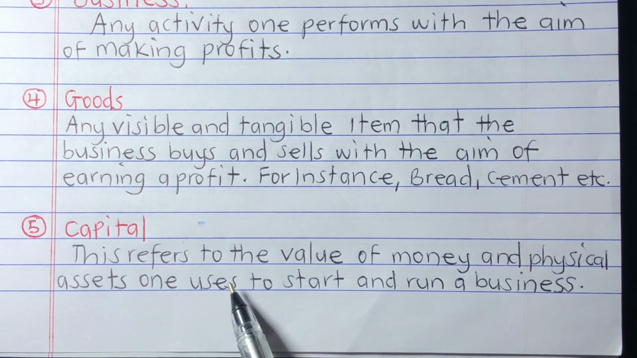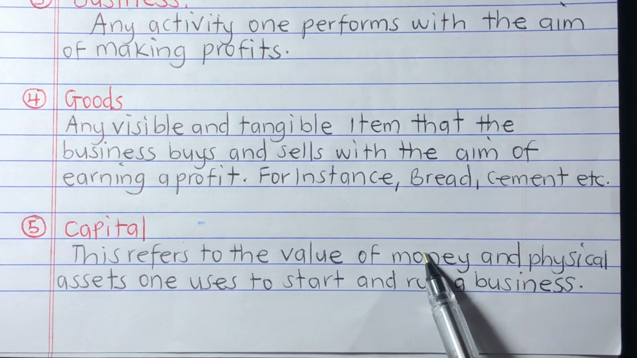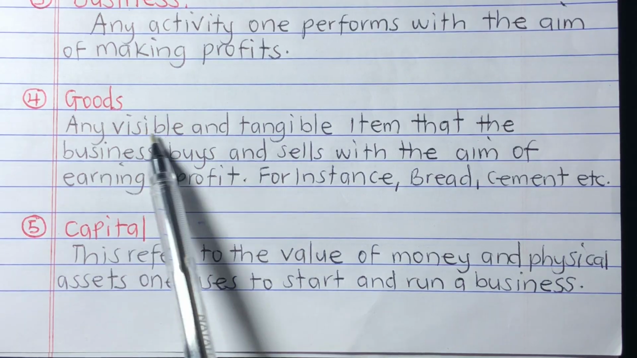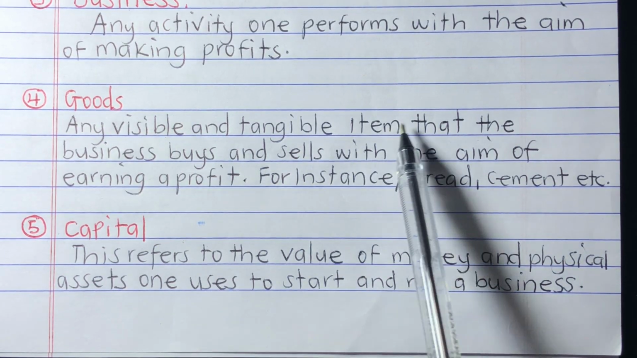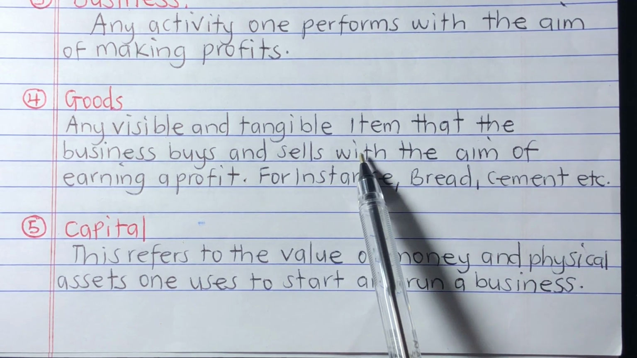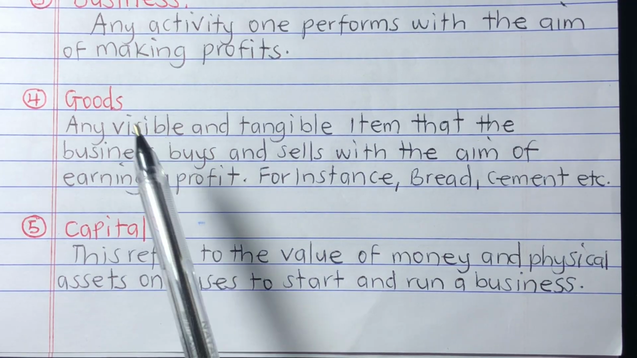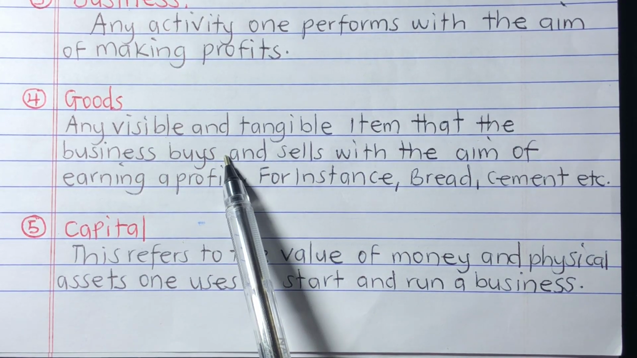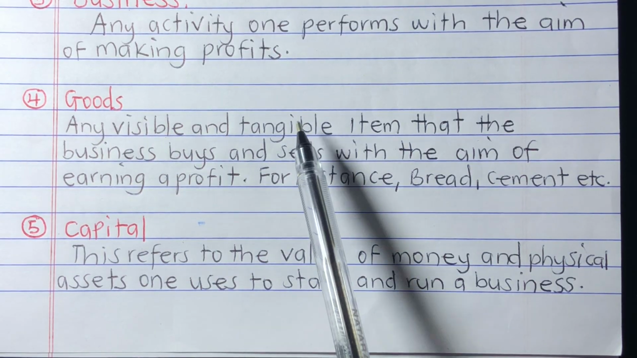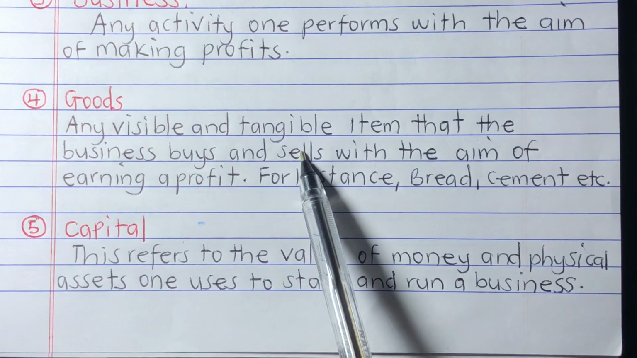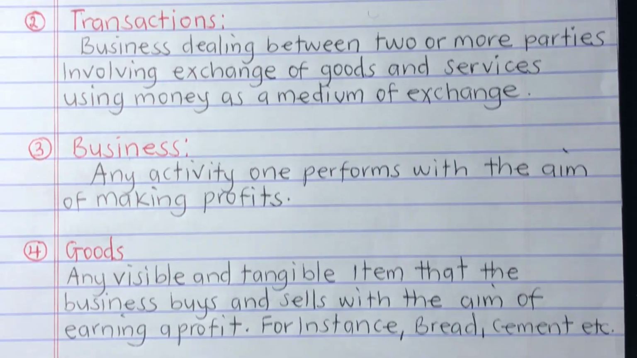So that 30 million, if you use it to open up a school, meaning your capital was 30 million. And back here, under the goods, we said goods is any visible and tangible item that the business buys and sells with the aim of earning a profit. If the good is not visible and not tangible, it becomes a service. Okay, so we define a service as any invisible and intangible item that is bought or sold with the aim of making profits. Services like teaching, medical care, those are all services.